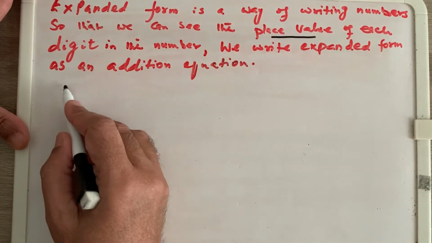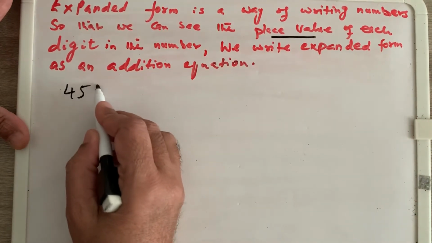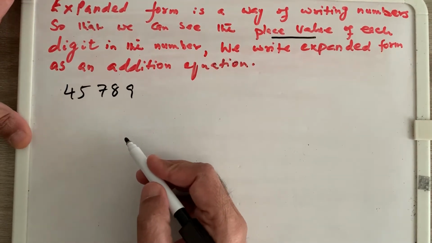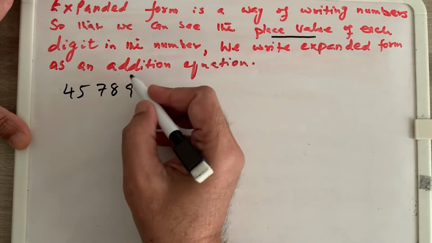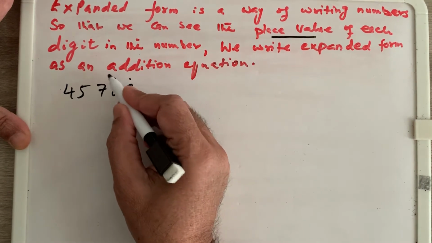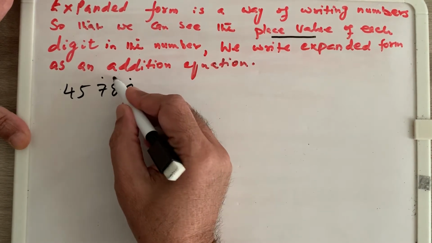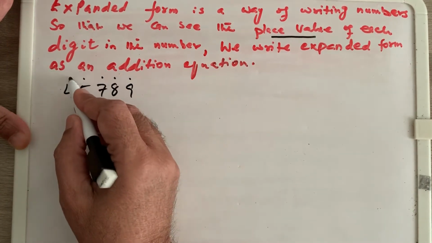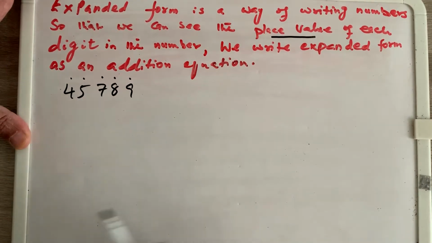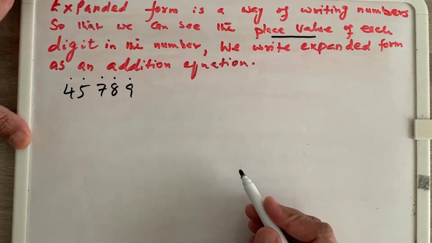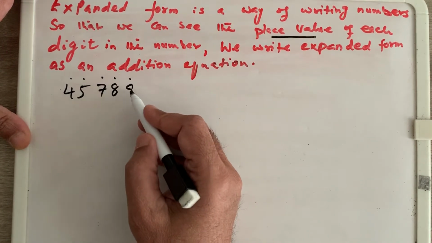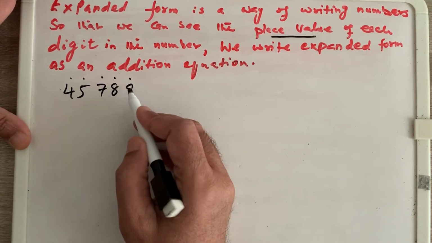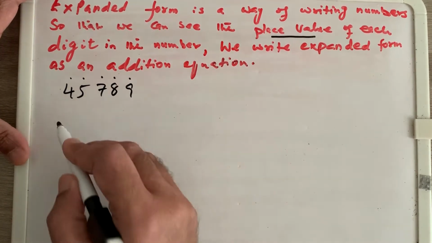If any digit is written, like 4, 5, 7, 8, 9, whatever the number is, you know that we have to mark them as unit place, 10 place, 100 place, 1000 place, 10,000 place, and so on and so forth. So every number has a different place value in that particular number.